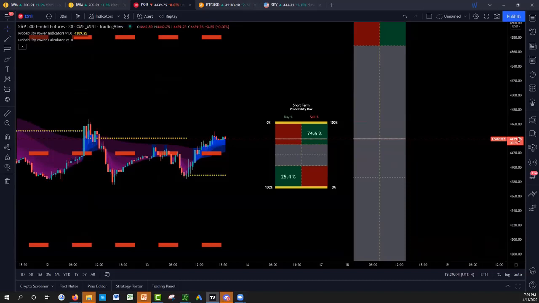Okay, everybody, let's look at the best setup for the probability power calculator to have the highest chance of success on our side. So first and foremost, if I am a day trader, I am going to look at the short-term probability box power calculator there. Now, my probability power calculator, which is patent pending, everybody, will give you statistics for the day.